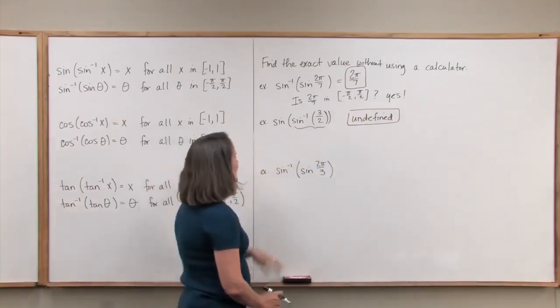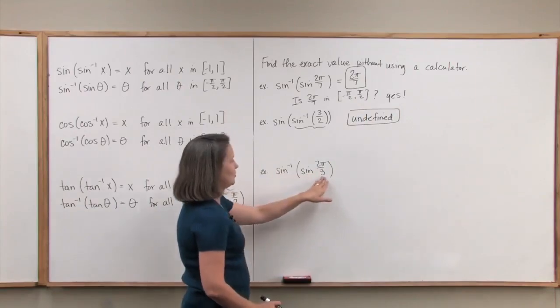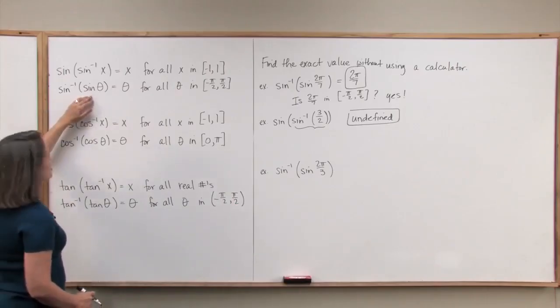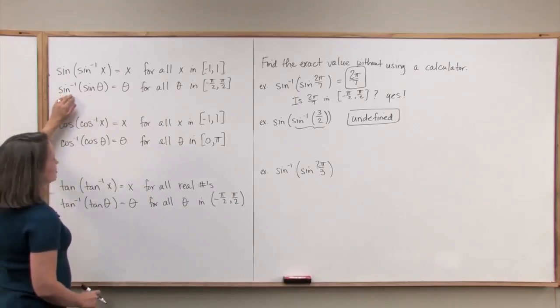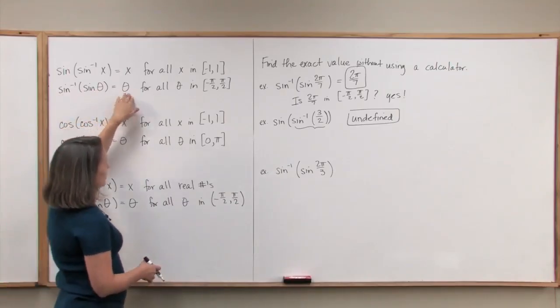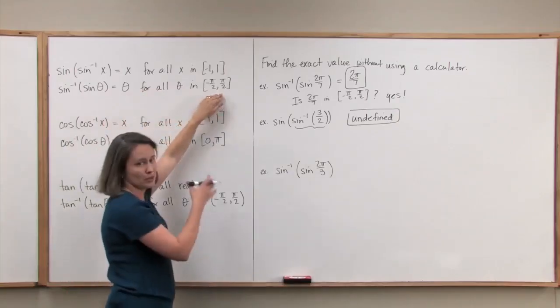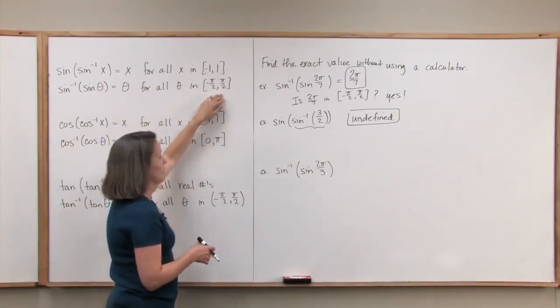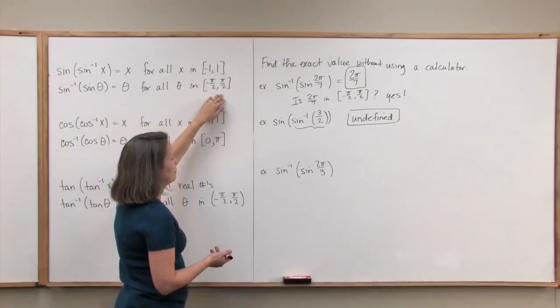Let's look at one more. The inverse sine of the sine of 2 pi over 3. Okay, so here's our relationship. Inverse sine of the sine of 2 pi over 3 would be 2 pi over 3 as long as 2 pi over 3 is in this closed interval -pi over 2 to pi over 2. But it's not in that interval. 2 pi over 3 is too big.